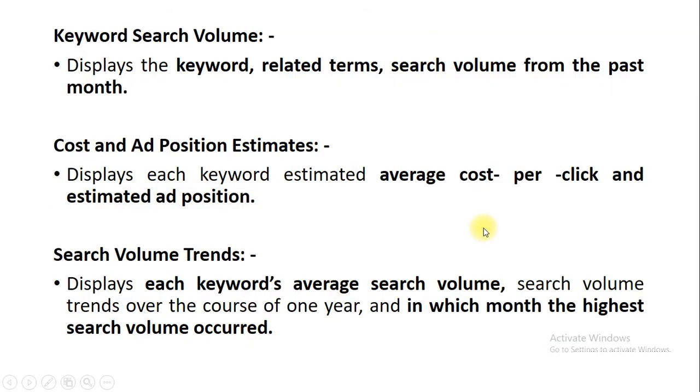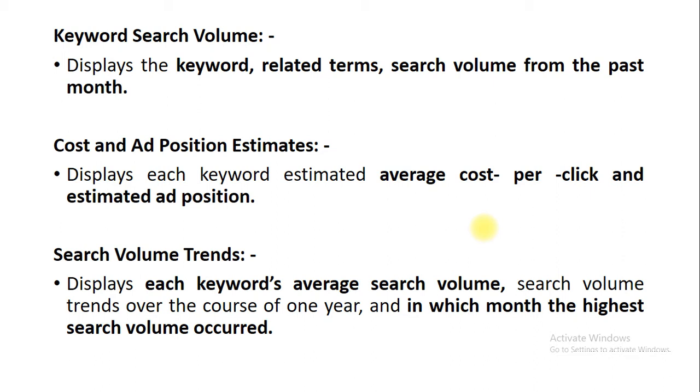Next is called keyword search volume. Keyword search volume contains the keyword, the related search terms with that particular keyword, and the search volume from the past month. So for a particular keyword, if you want to see how much traffic there was in the past month, that comparison is possible using keyword search volume.